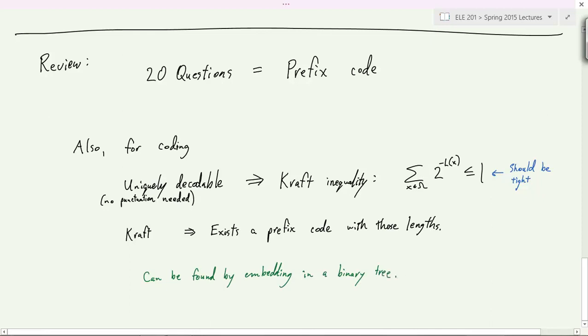Okay, so I say there exists a prefix code. If you want to say, well, how do I find the prefix code? It's pretty easy. You can construct a binary tree. Assuming you have code word lengths, you can just greedily go grab leaves out of your binary tree at those lengths, and you won't have any problems. Okay, so next, let's address an optimization problem.